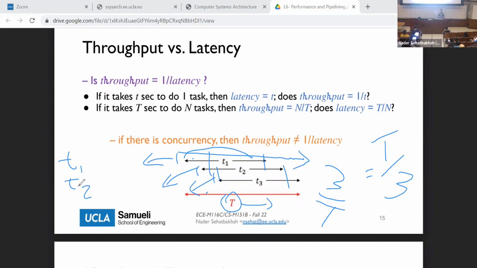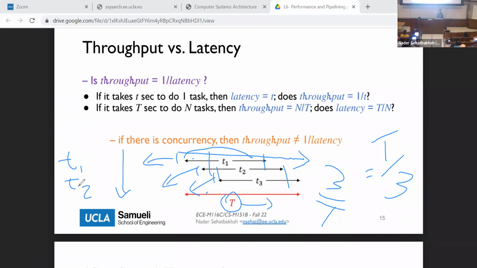And if you sum T1, T2, and T3, it is obviously much bigger than T. So in other words, what we are trying to say here is that if there is some form of concurrency, then latency and throughput become two different things. If we manage, for example, to run 5 or 10 different applications at the same time, then of course our throughput is significantly increased, but the individual latency of each application doesn't change, right? So parallelism helps us with throughput, but not necessarily with latency.